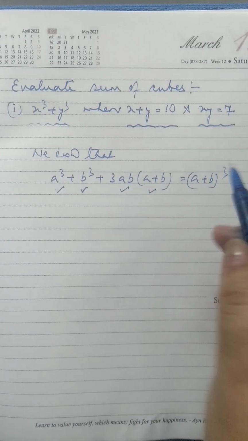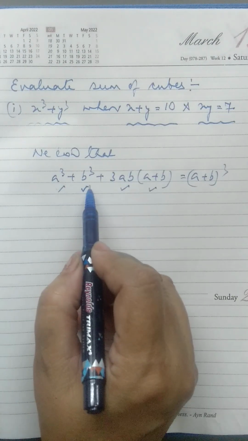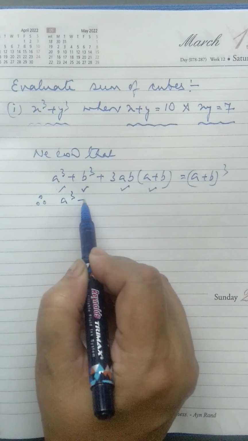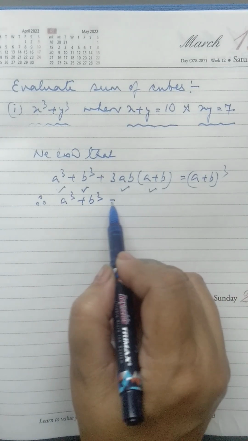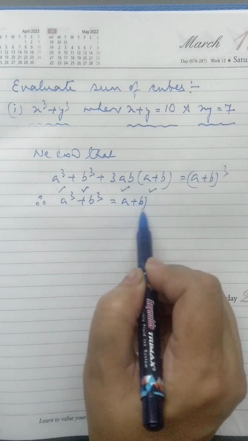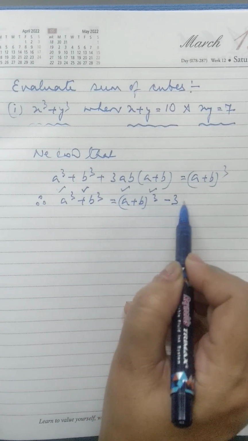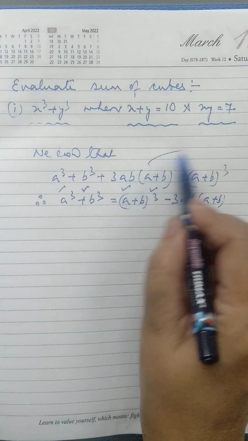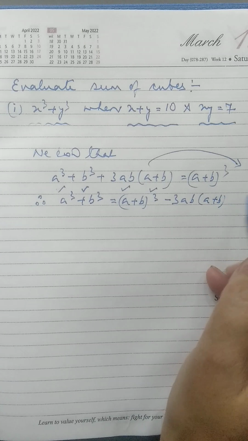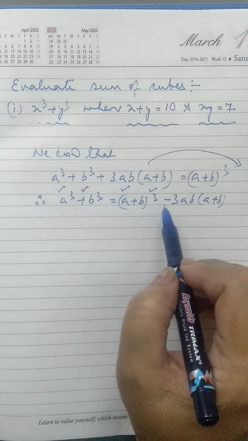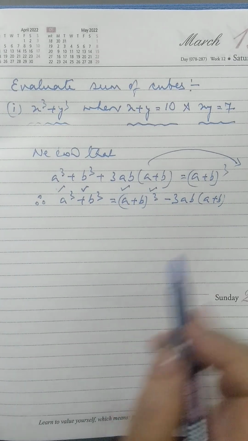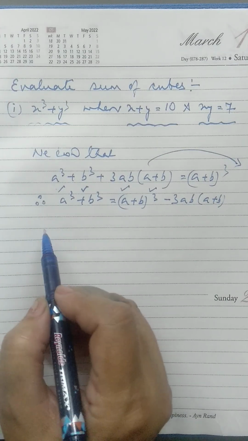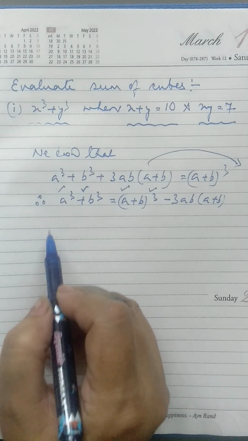All right, since we have to make a cube plus b cube the subject, therefore a cube plus b cube will be equal to (a plus b) whole cube minus 3ab times (a plus b). So this will be transposed to the right hand side and will attain a negative sign on the other side. So in the above case we have to find x cube plus y cube.